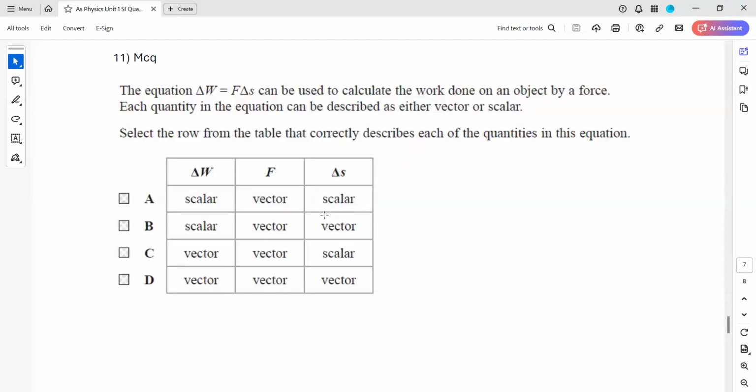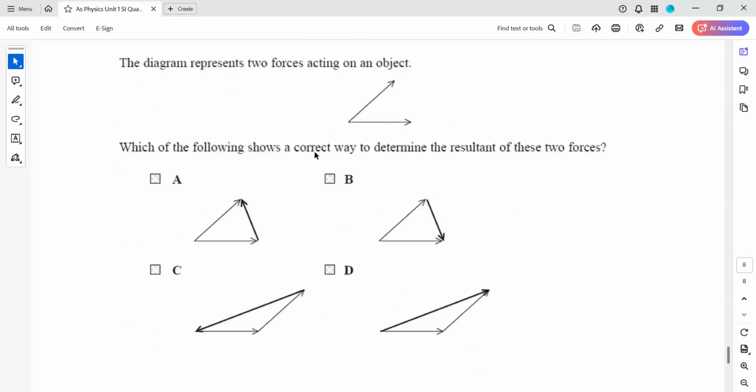Question 11, the equation for work done is force times distance, which can be used to calculate each quantity. So what about the work done? Work done is a scalar quantity. What about the force? Vector, and this is a displacement here, which is also a vector. If it was a distance, then it is a scalar, but work done is a product of force and displacement, because we always consider the distance from the starting point, or the shortest distance between the initial and the final position. So S here is a displacement, not the distance.